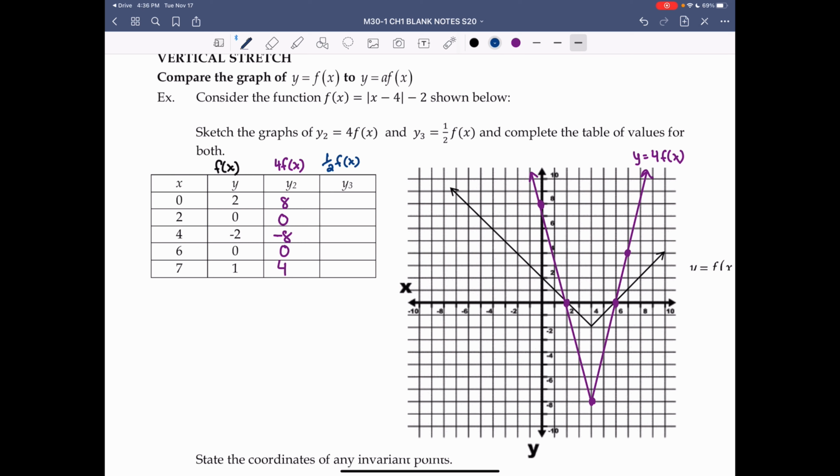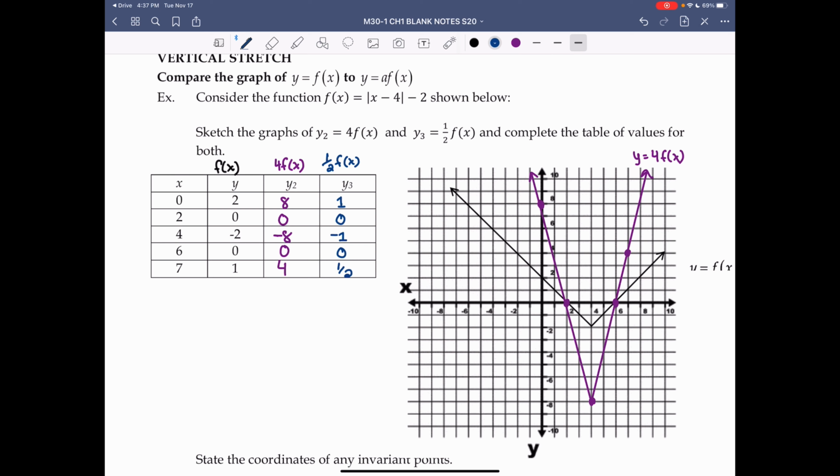For y equals 1/2 f of x, we want to multiply the y values from f of x by 1/2. 2 times 1/2 is 1. 0 times 1/2 is 0. Negative 2 times 1/2 is negative 1. 0 times 1/2 is 0. And 1 times 1/2 is 1/2.